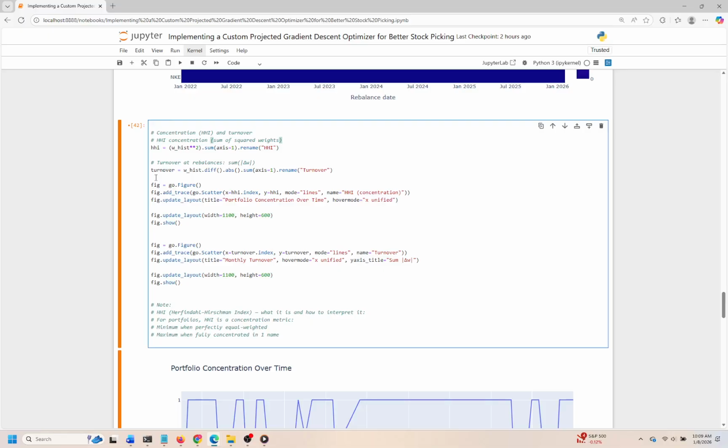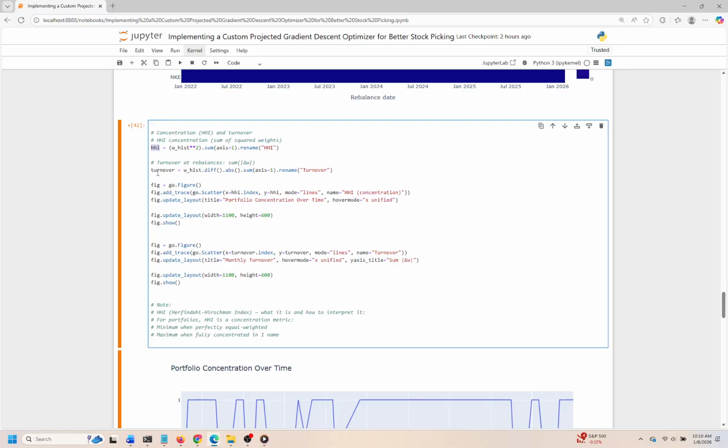First, we calculate the HHI by squaring the weights of each asset in the portfolio at each point in time, and then summing these squares across the portfolio. This result gives us a single value that reflects how concentrated the portfolio is. An HHI of 1 signifies total concentration in a single asset, while a lower value indicates a more diverse distribution. This allows portfolio managers to assess risk, as a higher concentration often correlates with increased vulnerability to asset-specific downturns.